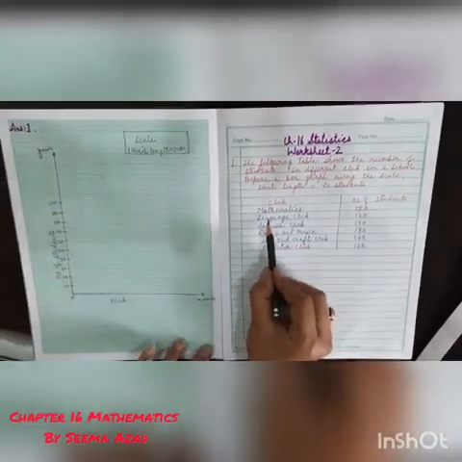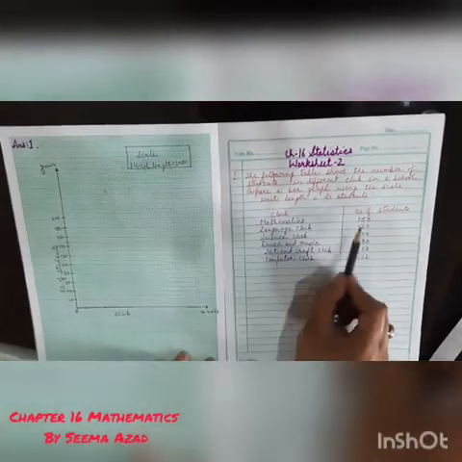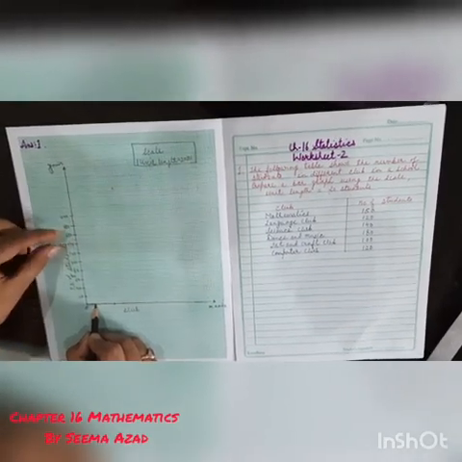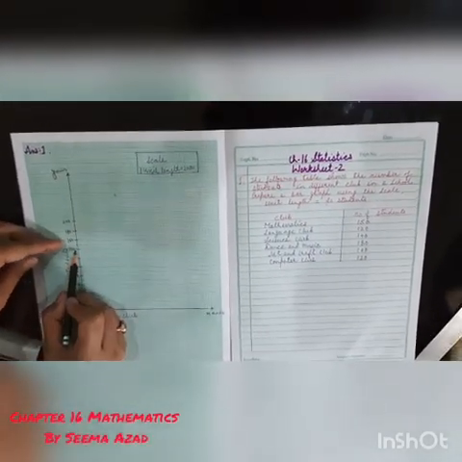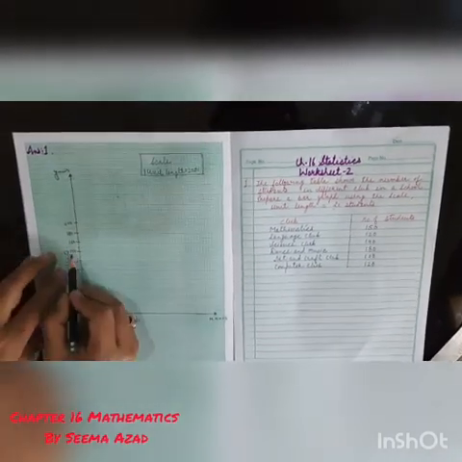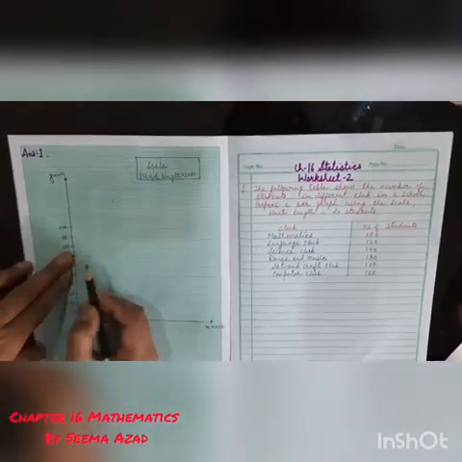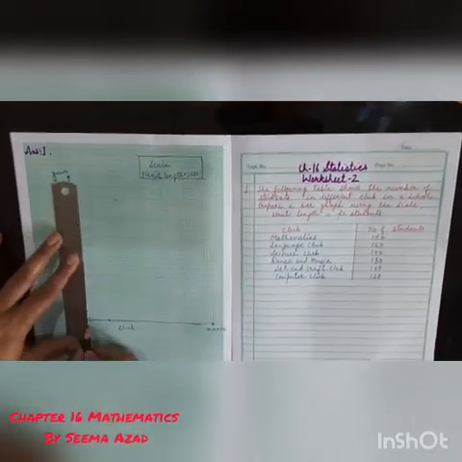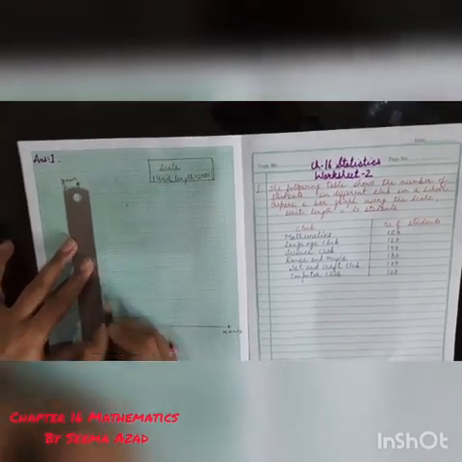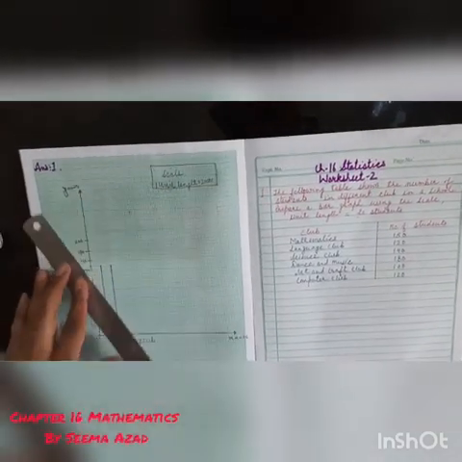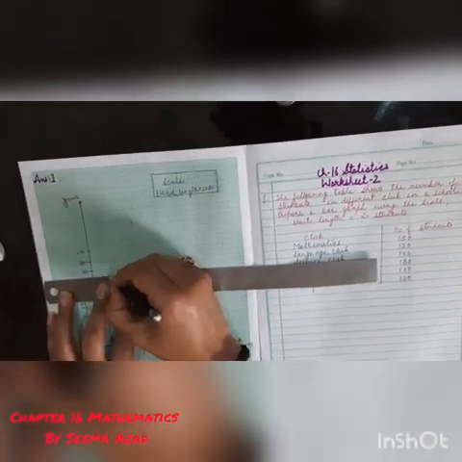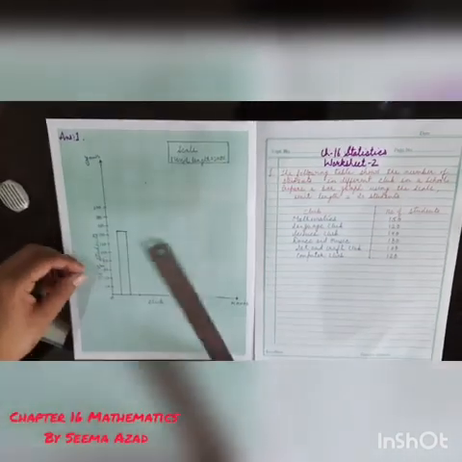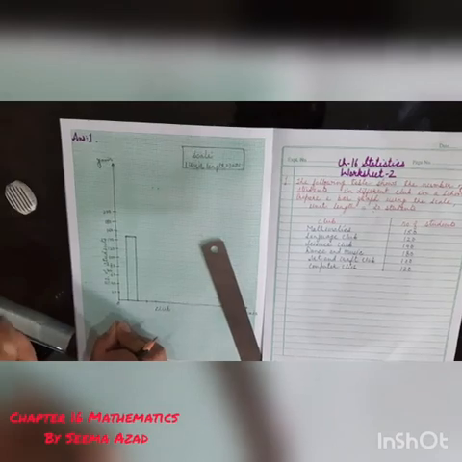Now how many students are there in the mathematics club? 150. Now 150 is not there; 150 lies between 140 and 160. It means we will take the center of this. Okay, now this is 150. Now draw 150, and you have to use a pencil and scale. You have to take equal space between these bars.